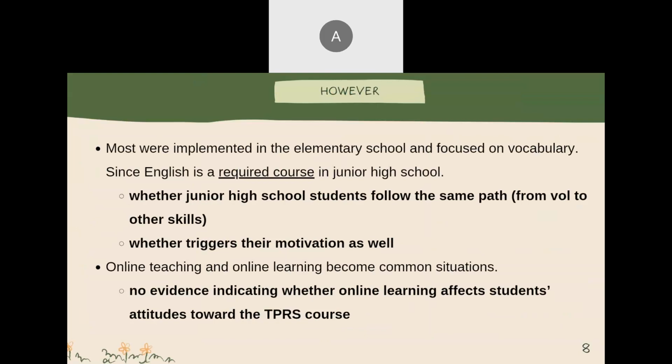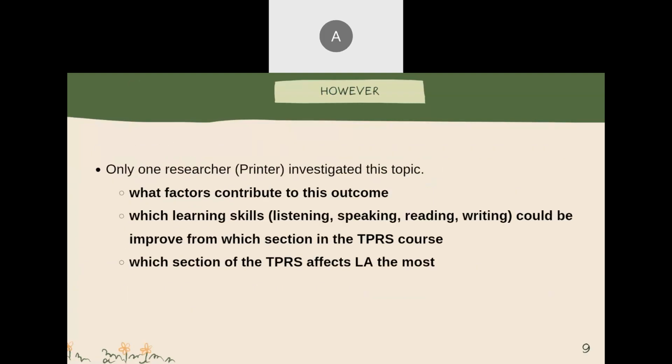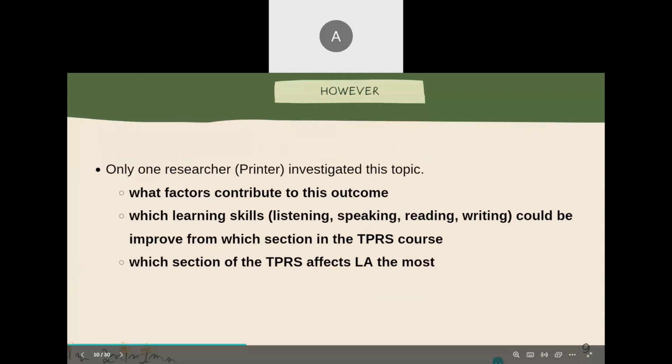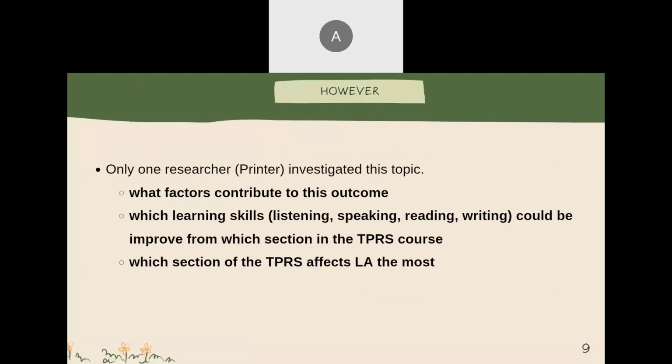And the second one is that there is no evidence indicating whether the online learning environment can affect students' attitude toward the TPRS course, because in this kind of course, teachers may focus more on the interaction, and maybe the actions or gestures between the peers, the learners, and the teacher. So I don't know whether the online environment might affect their attitude. And the third one is the most important one. That is, only one researcher has investigated this topic. So I think maybe I can explore more on whether a TPRS course indeed can help students achieve LA, and also maybe which section of TPRS affects LA the most. That is something I also want to investigate in my study.